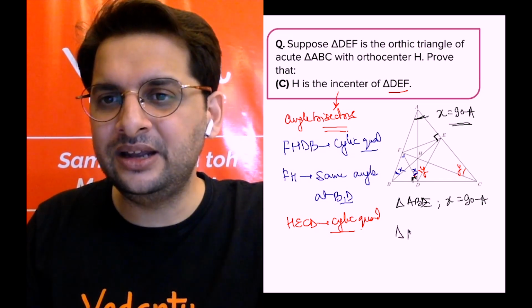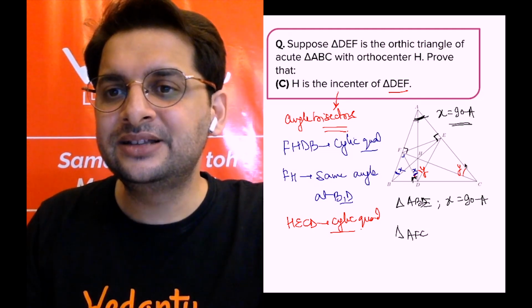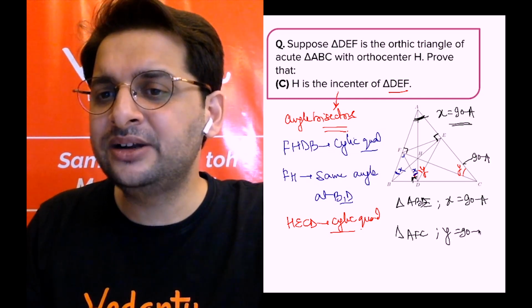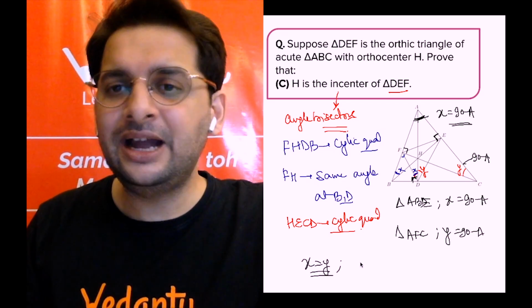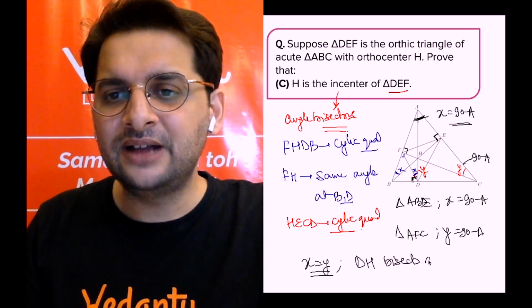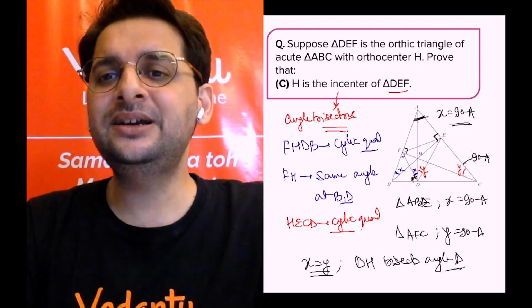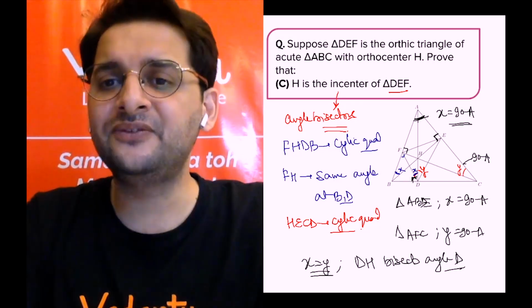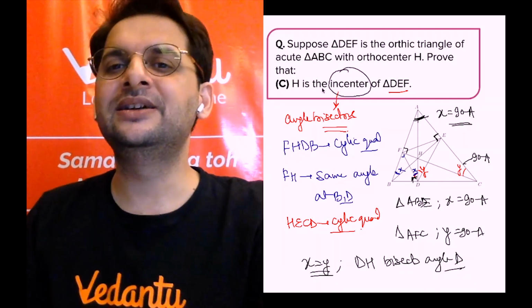If we consider triangle AFC, angle F is 90 degrees. This is A. So this would be 90 minus A again. So Y is also coming out to be 90 minus A. How interesting this is. So that means X is equal to Y, and more importantly, DE or DH bisects angle D. And similarly, I can prove that EH bisects angle E and FH bisects angle F. And the point of intersection of the angle bisectors is the incenter. And hence, we proved this.